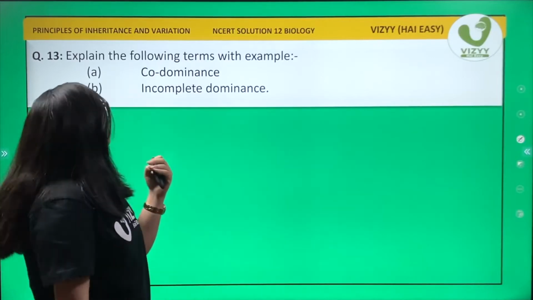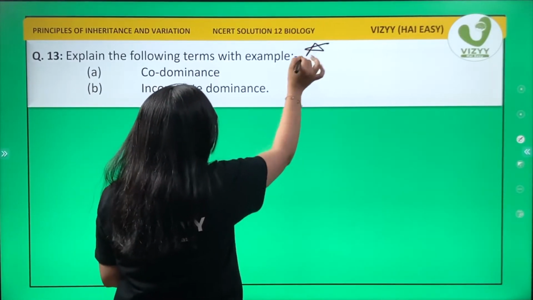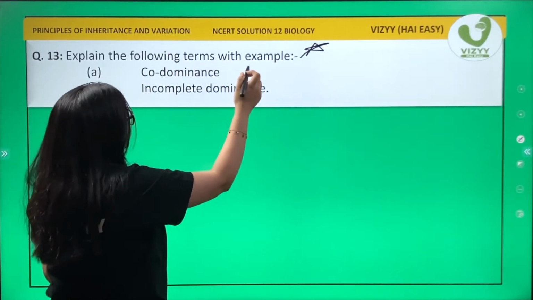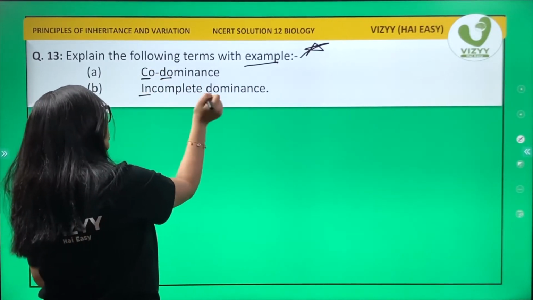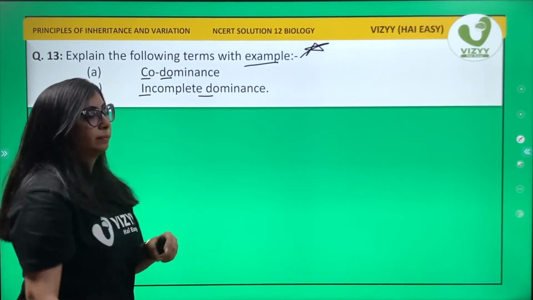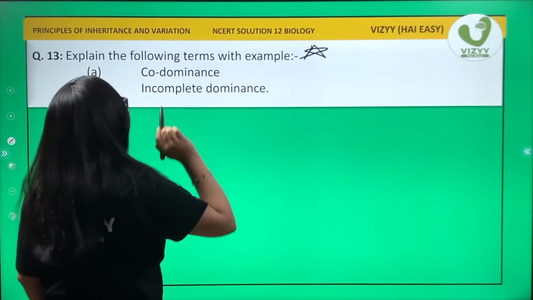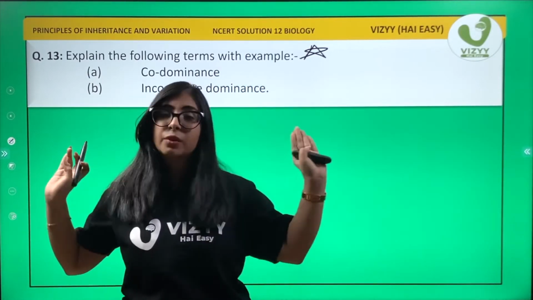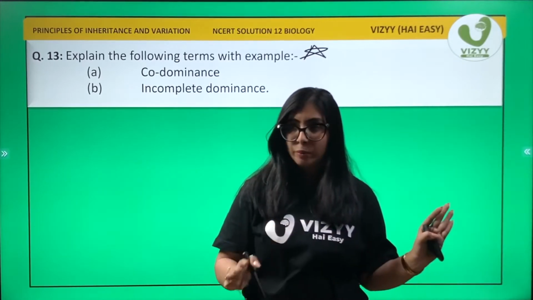Question number 13. This is an important question. It is a lengthy one. Explain the following terms with examples: co-dominance and incomplete dominance. Okay, students, so this is an important question. Question number 13 says explain these terms. We have got one that is co-dominance and the other one that is incomplete dominance.